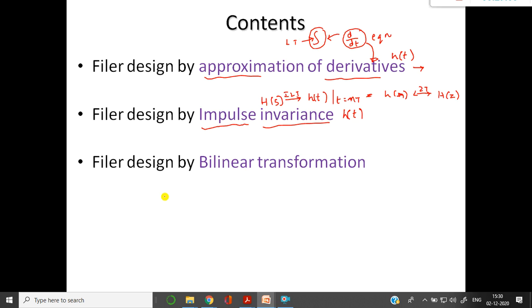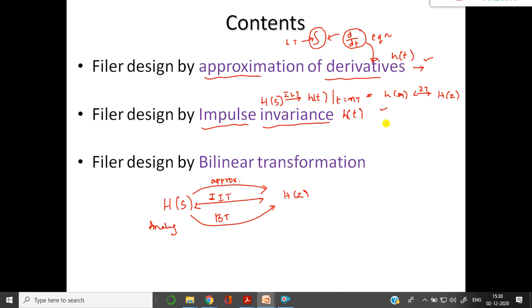The basic fundamental is analog design. For any specification given, you first design the analog IIR filter. Once you are done with this, go for the transformation from the Laplace transform to the Z transform. In order to move from this domain to this domain, I have three different methods: the impulse invariance technique, the bilinear transformation, and the approximation of derivatives. These are the three methods that will be discussed in the entire chapter.